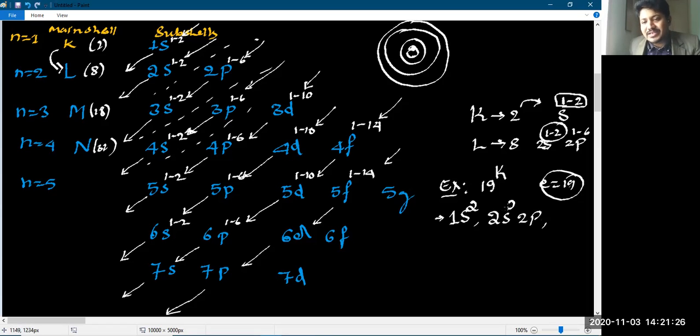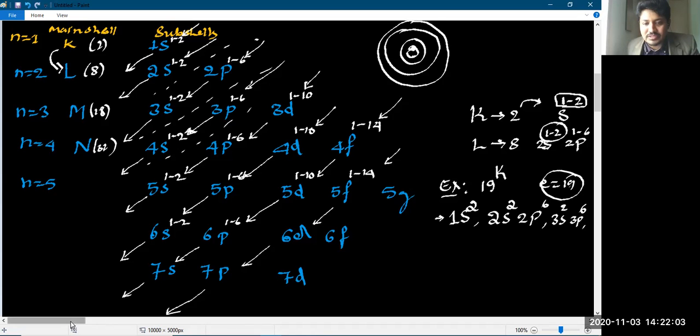In 2s, S can fill a maximum of 2 electrons, and P can fill a maximum of 6 electrons. Because 19 electrons are there, S and P completely fill. So still electrons are remaining. How many? 9 electrons are remaining. After filling 2p, the electrons jump to 3s. It fills 2 electrons in 3s. After 3s, it goes to 3p, and it fills 6 electrons. Finally, only 1 electron remains.